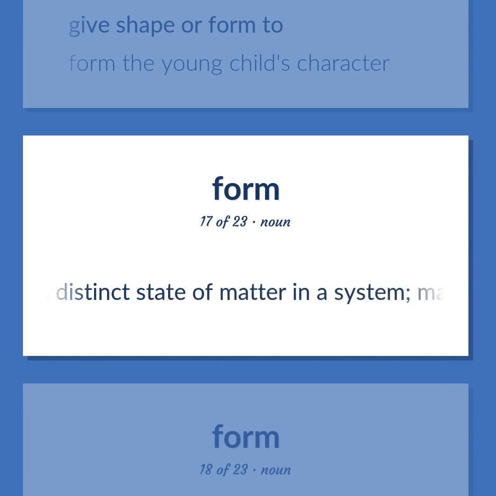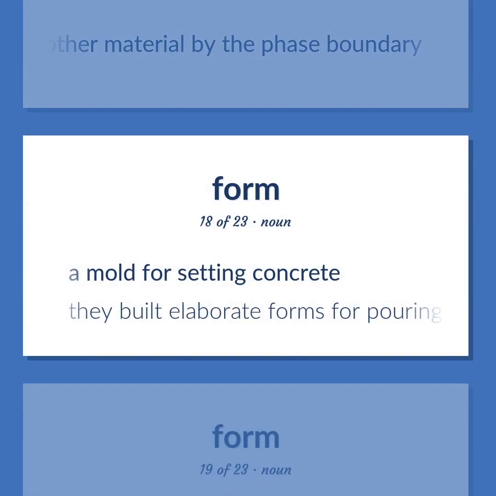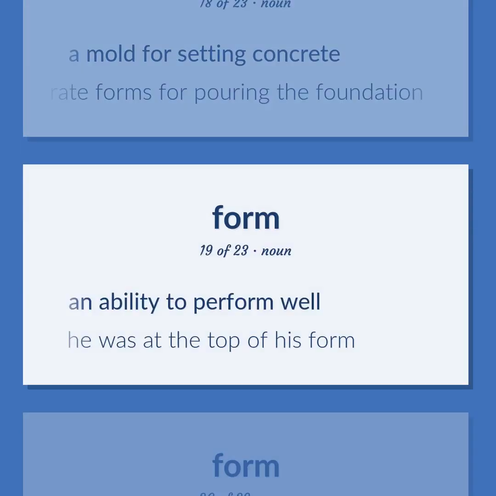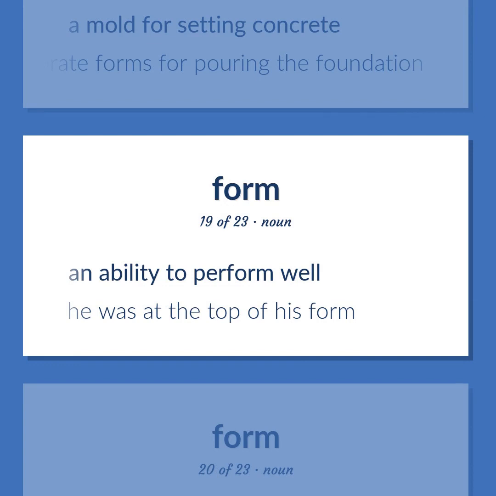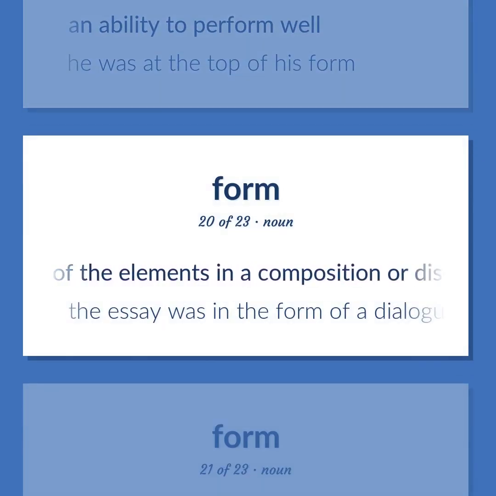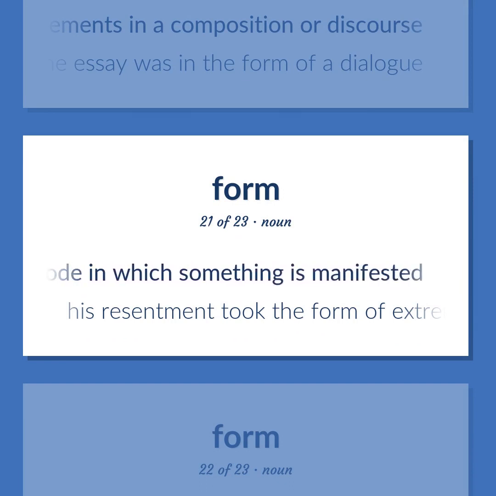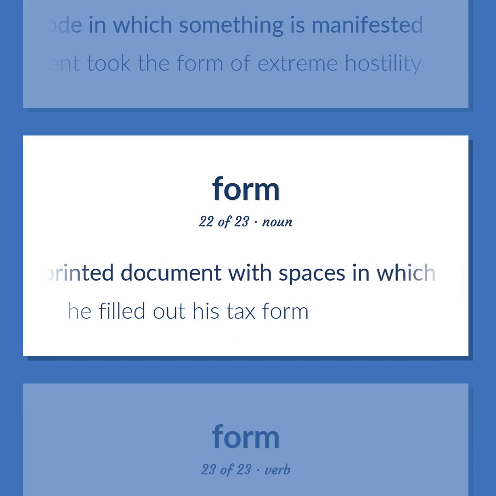Physical chemistry. A distinct state of matter in a system. Matter that is identical in chemical composition and physical state and separated from other material by the phase boundary. A mold for setting concrete. They built elaborate forms for pouring the foundation. An ability to perform well. He was at the top of his form. An arrangement of the elements in a composition or discourse. The essay was in the form of a dialogue. A particular mode in which something is manifested. His resentment took the form of extreme hostility. A printed document with spaces in which to write. He filled out his tax form.